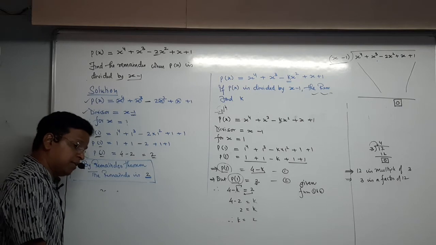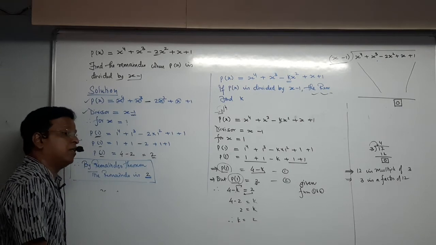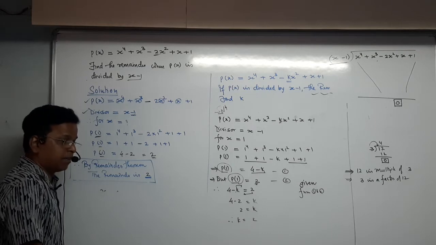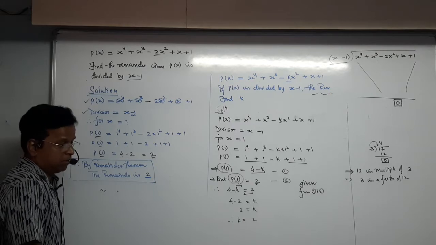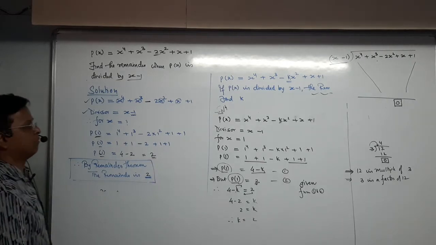Your divisor is the factor. And p of x is the multiple of the divisor. Are you getting? The relation is between the dividend and the divisor. Are you getting my point? Then this is over. Everywhere that same thing you have to tell.